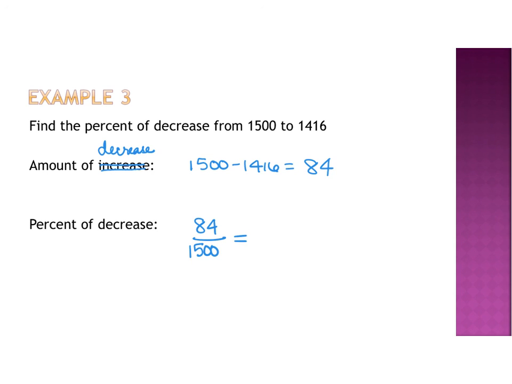84 divided by 1,500 is 0.056. When I write this as a percentage, that gives me 5.6% of a decrease to go from 1,500 to 1,416.